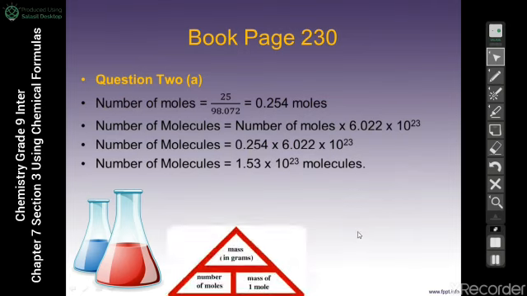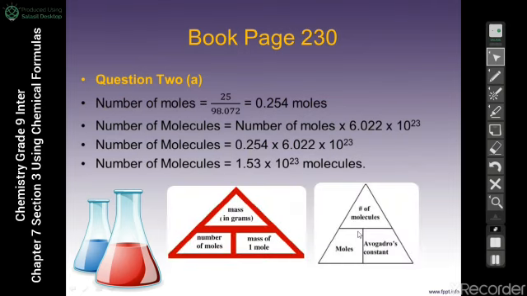Question 2: how many molecules are there in the following? 25 grams of H2SO4. He wants the number of molecules. The number of molecules equals the number of moles multiplied by Avogadro's constant. But the number of moles is not given in the problem. Instead, he gave us the mass in grams.